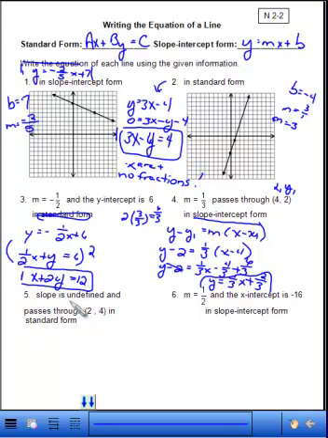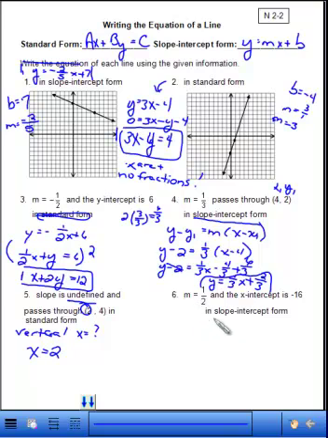Now, here we have a slope that is undefined. Remember, that's a vertical line. And vertical lines are always x equals some number. So all you do is go here and look at the x value. x is 2. So that's your equation, and that is in standard form. The variables on one side, the numbers on the other.